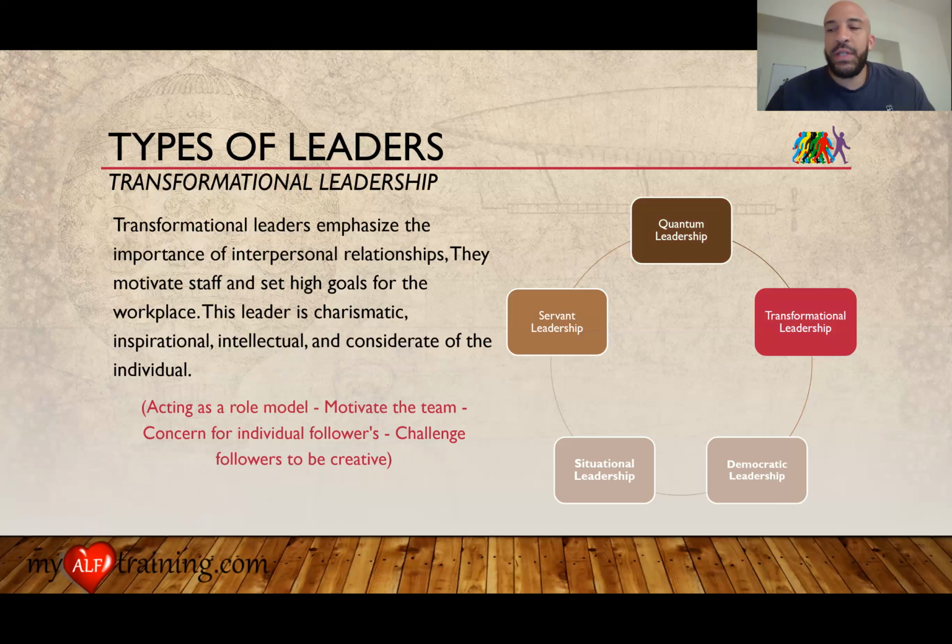Now, the next type of leadership style is transformational leadership. Transformational leaders emphasize the importance of interpersonal relationships. They motivate staff and set high goals for the workplace. This leader is someone who is charismatic, inspirational, intellectual, and considerate of the individual. So this person sounds like a great leader. They're charismatic. That means they're charming. They speak well. They're nice.